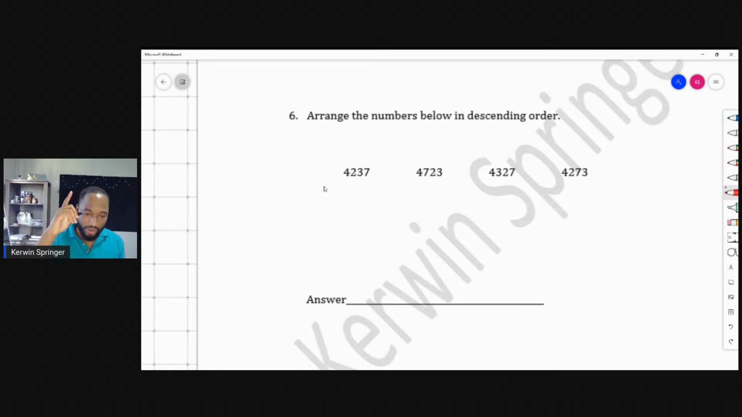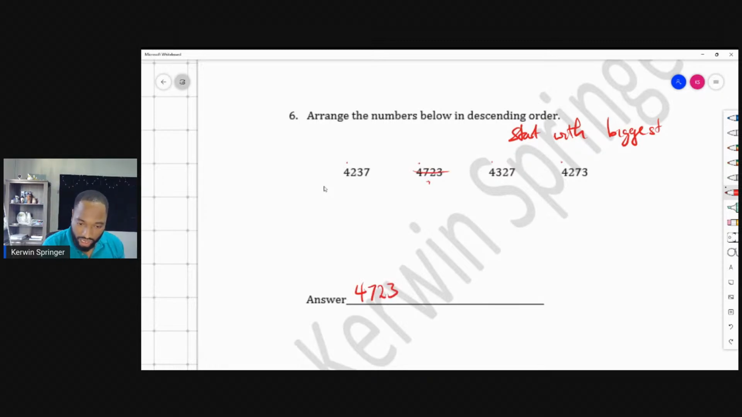All right, so in descending order means start with the biggest. If you're going down the stairs, you need to start at the top of the stairs. It's descending order. Start with the biggest number. So the biggest number is, all of them have 4. Let's look at the next number. We always check this side. This has a 7. So it's 4, 7, 2, 3 is the biggest number.